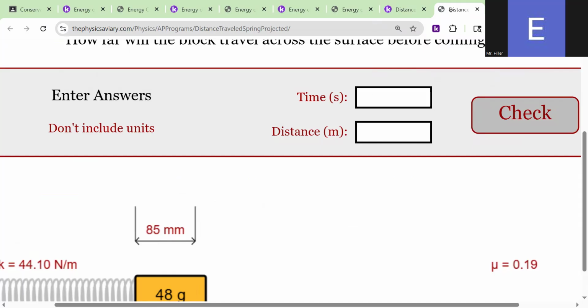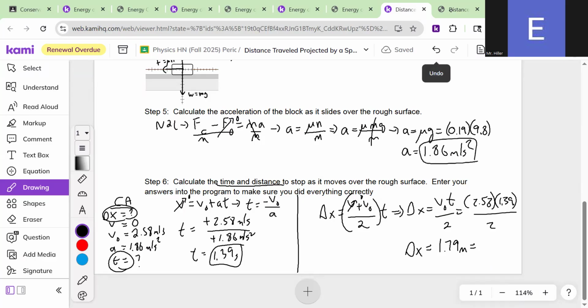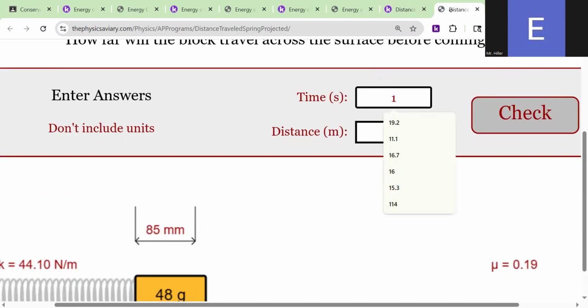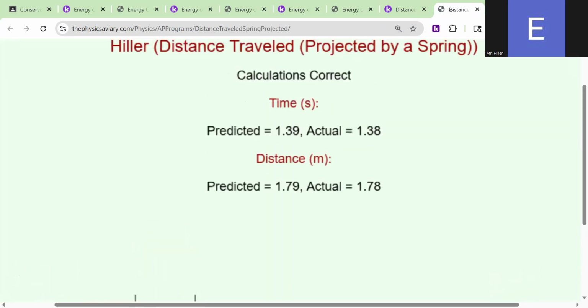So I'm going to put in my answers. My time, 1.39 seconds. And my distance, 1.79 meters. All right, and there you go.